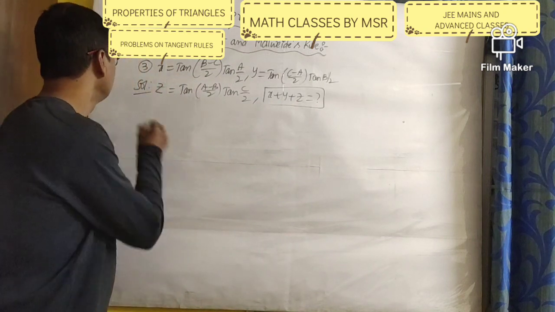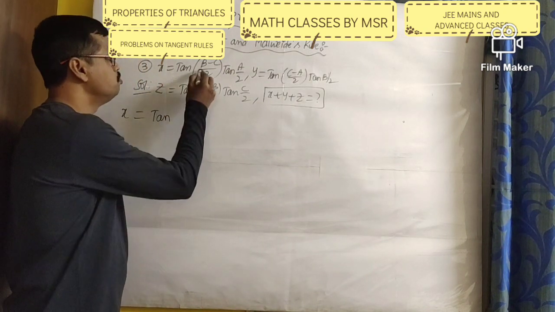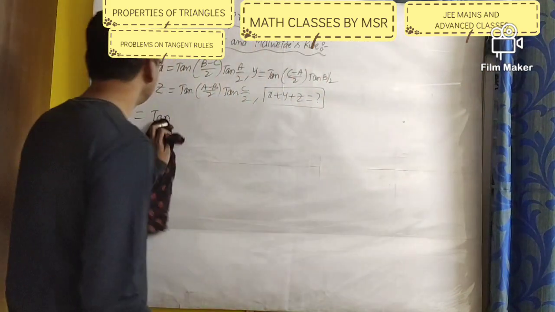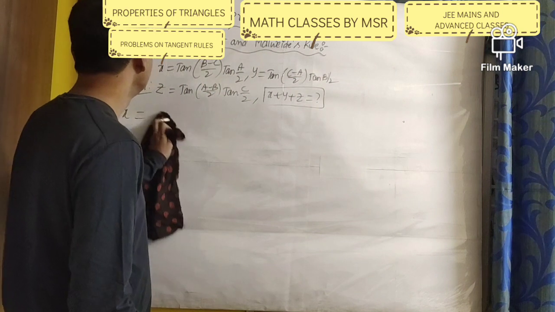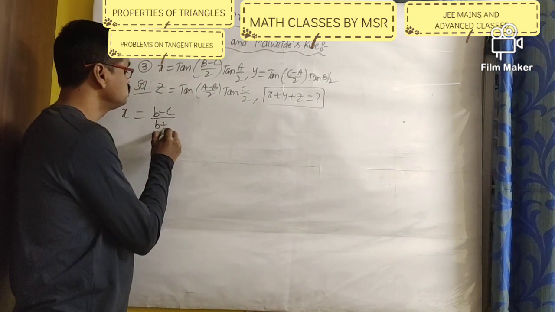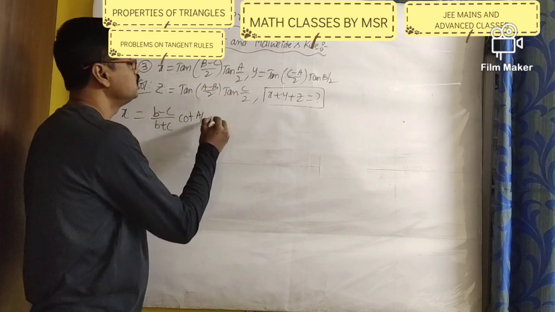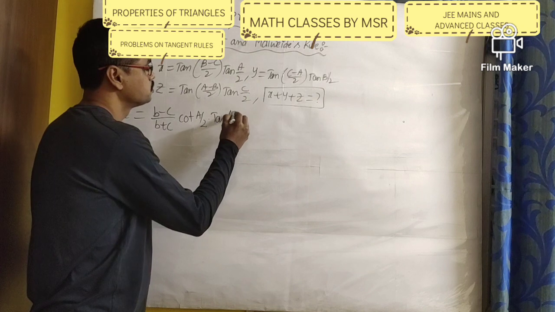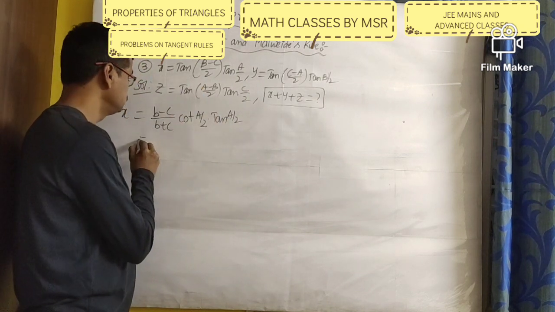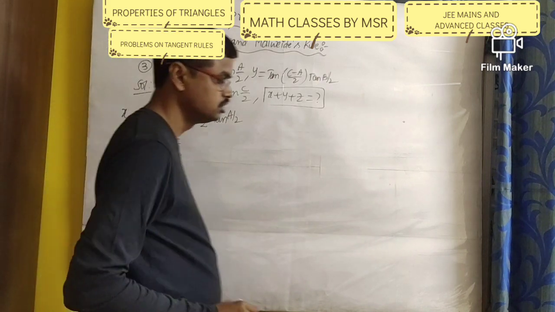So simple. What is X given? Tan((B minus C)/2) into tan(A/2). What is the tan((B minus C)/2) formula by the tangential rule? (b minus c)/(b plus c) cot(A/2) into tan(A/2). Cot(A/2) into tan(A/2), the value is how much? 1. So X is equal to (b minus c)/(b plus c).